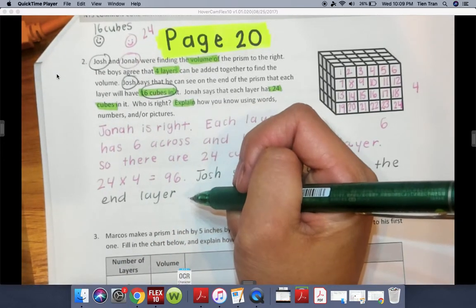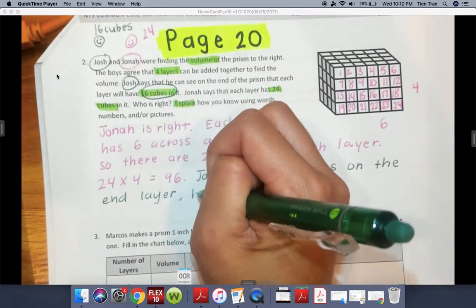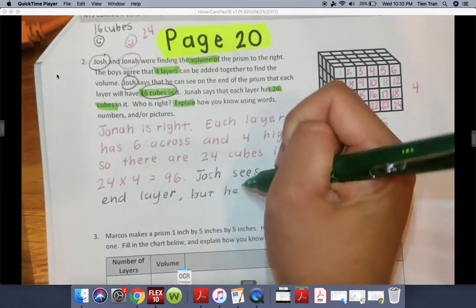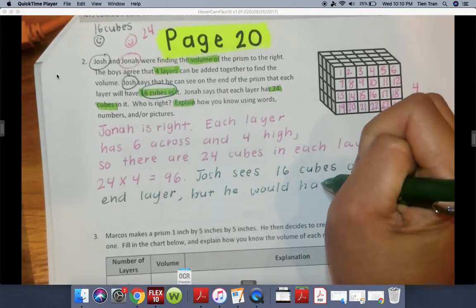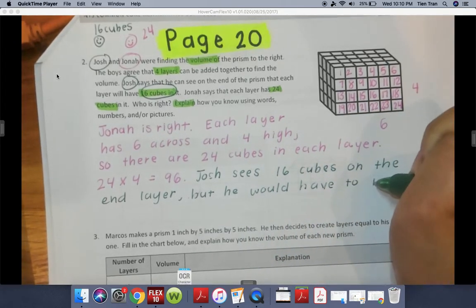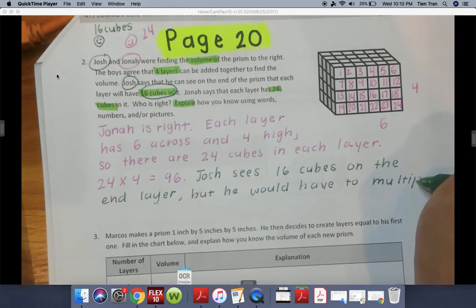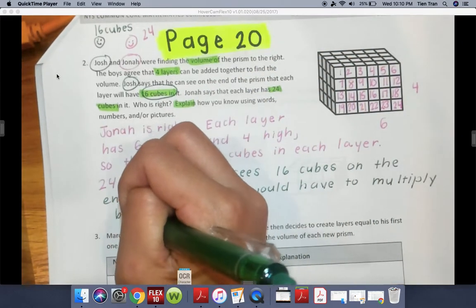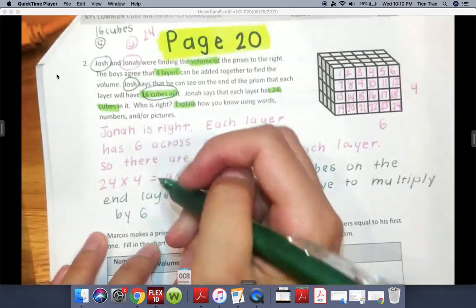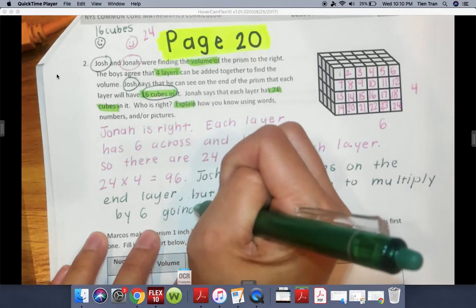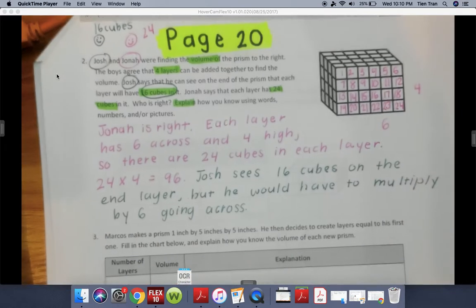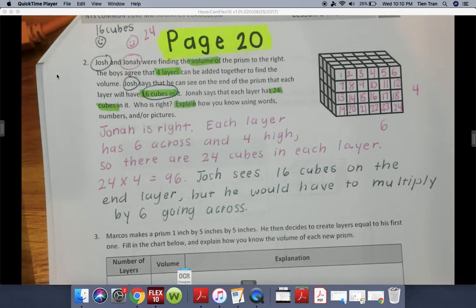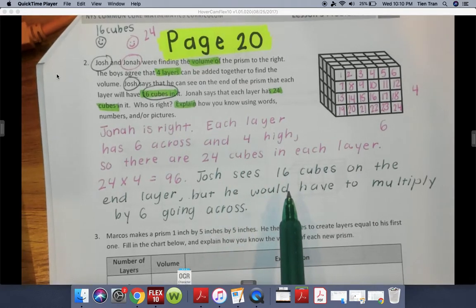But he would have to multiply by 6 going across. So Josh saw 16 cubes.